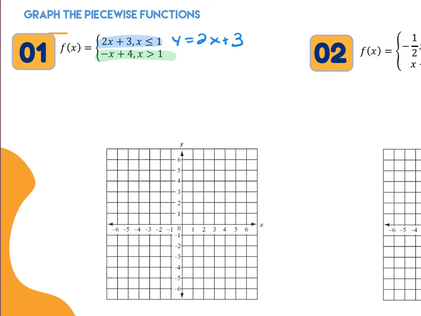So it's in slope intercept, right? Start at the 3. Up 2 and to the right one, or down 2 and to the left one, either way, right? And then draw yourself a line.